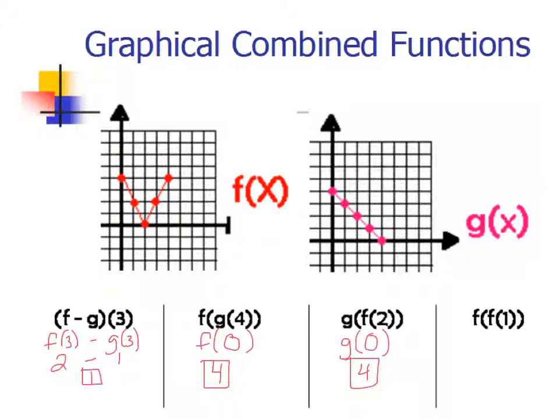Okay, then I have one more I want you to try on your own, a little bit quirky, f of f of 1. See if you can figure that one out. All right, you're going to plug 1 into the f function. So when x is 1, y is 2. And then you have to come back and find f of 2. So I'm using the same function. When x is 2, y is 0. There you go. Kind of fun. All right. Good luck with this.